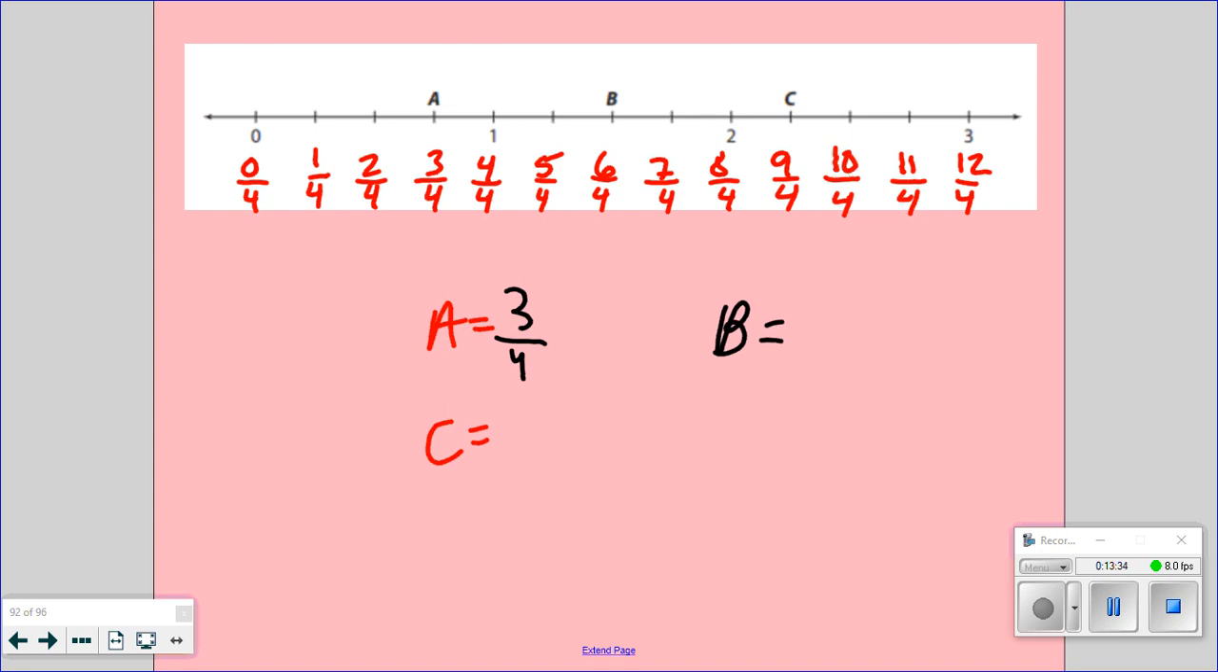You come to B. What is B going to be worth? Try not to put your hand on the board because it won't work as well. 6/4. Is she right? Yes. Marley, what do you see?